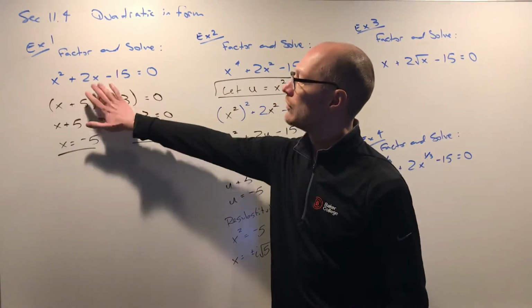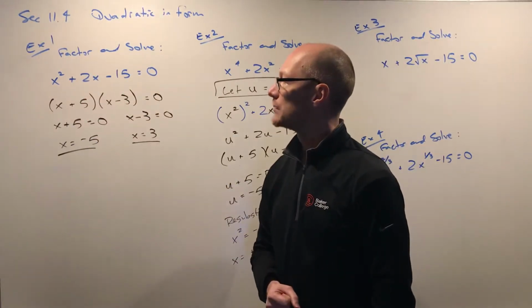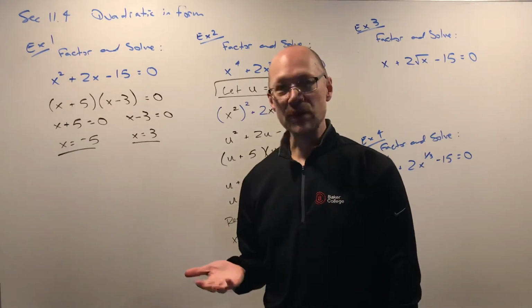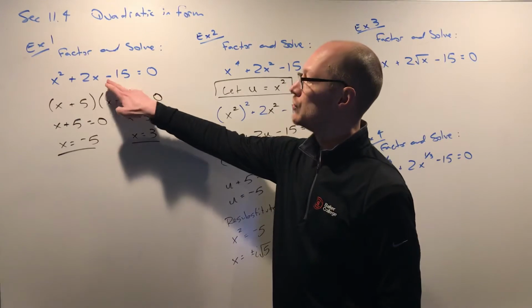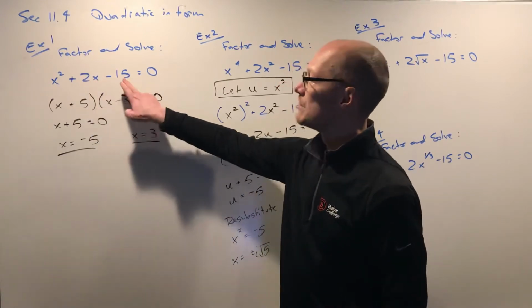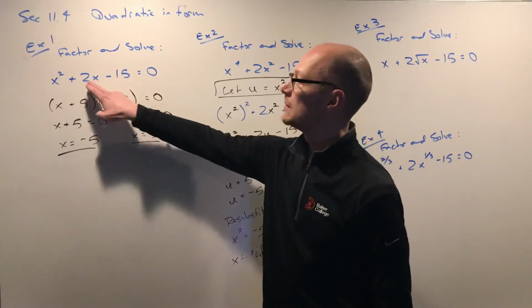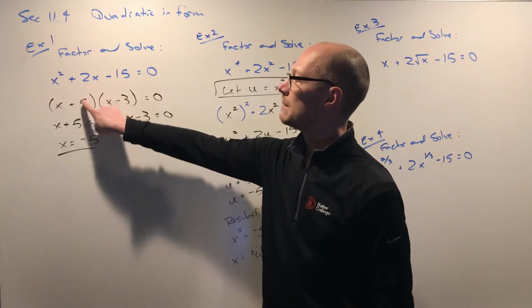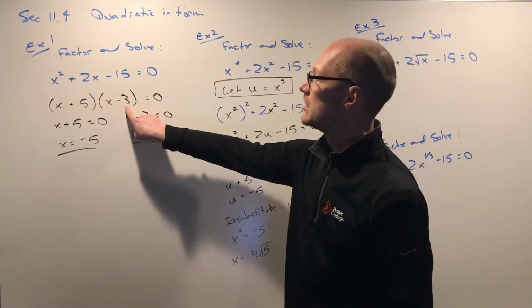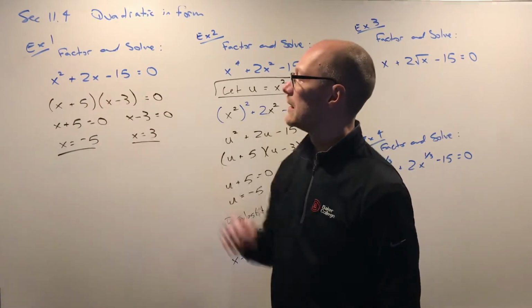Factor and solve x squared plus 2x minus 15 equals 0. Pretty straightforward idea. You're just looking for numbers that multiply to be 15 and subtract to be 2. That'd be 5 and 3. 5 is the larger one, it needs to be positive. The small one is negative, so they multiply to be negative 15.